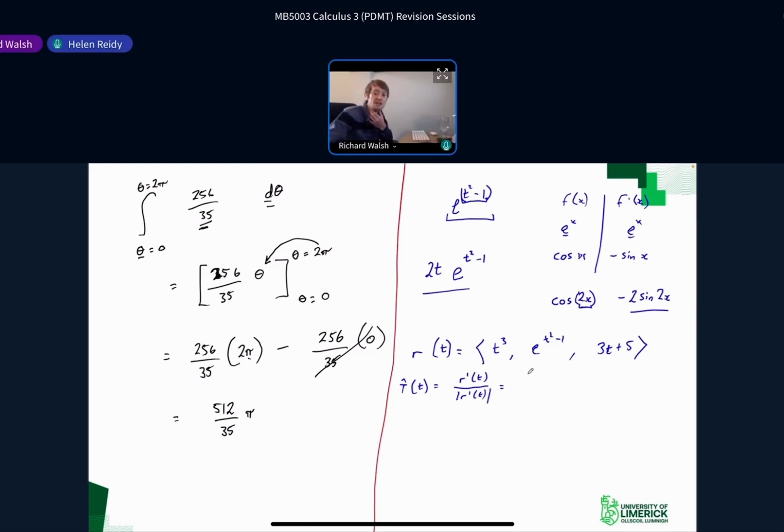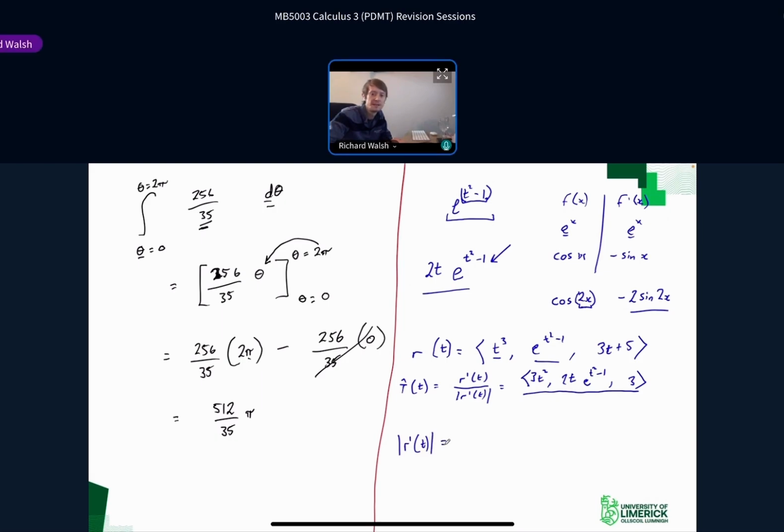Now, r dash t is the derivative of r of t. So differentiate t cubed, you get 3t squared. Differentiate e to the t squared minus 1, I just did it up there using the chain rule: 2t e to the t squared minus 1. And differentiate the last term, you just get 3. But we do need the magnitude of r dash t as well.